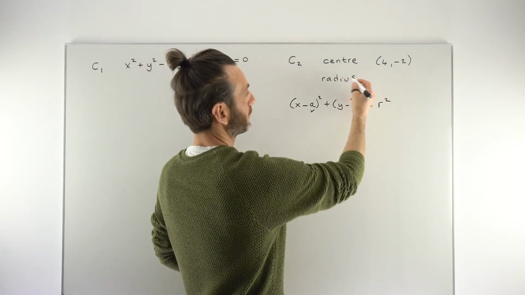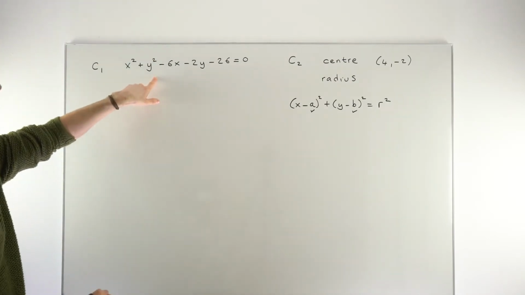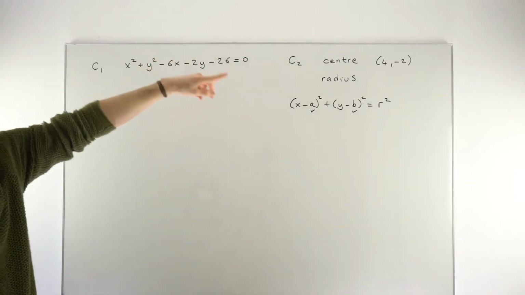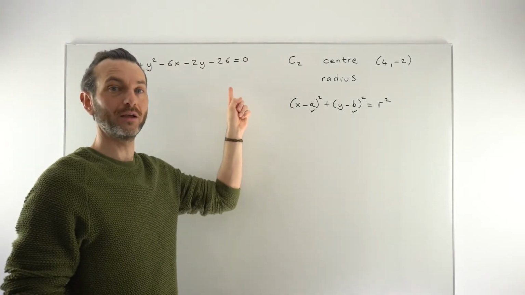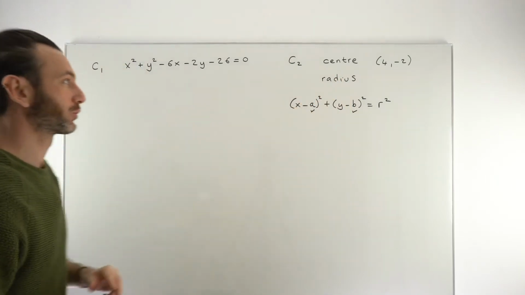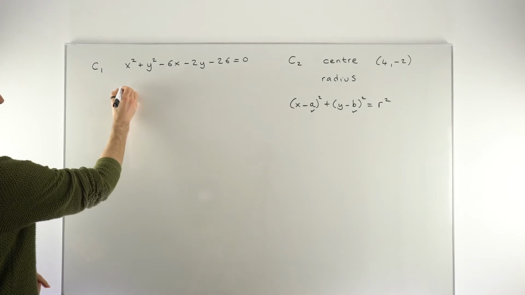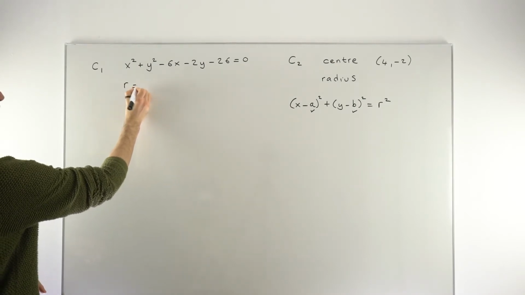So we just need to find that radius. We're going to turn our attention to circle C1 because we're told that the two circles have the same radius. So if we can find the radius of circle C1, then we can just transfer that radius to circle C2. There are different ways to do this, but remember that the radius formula is on the formula sheet.